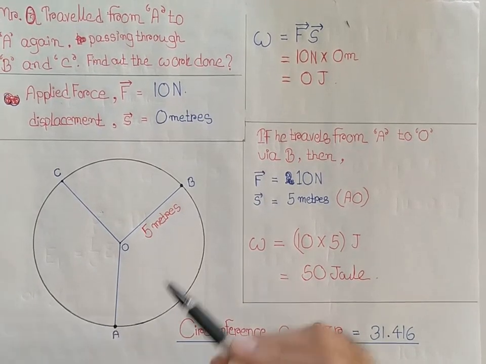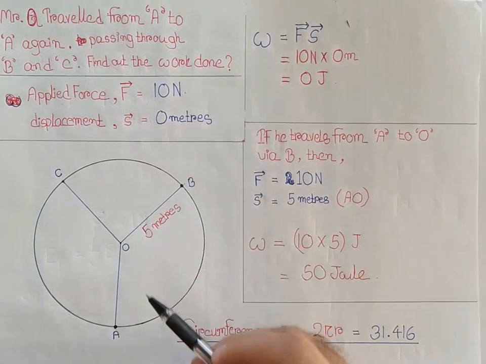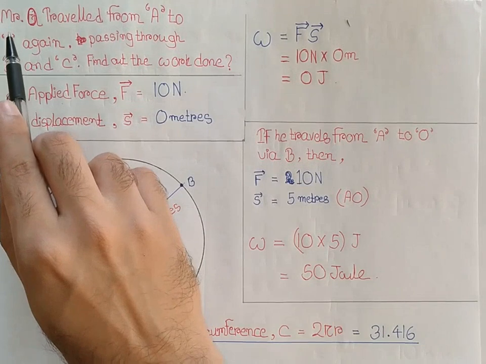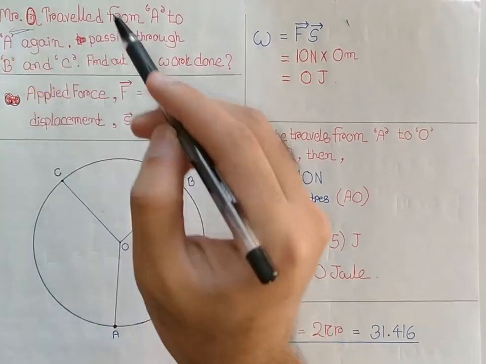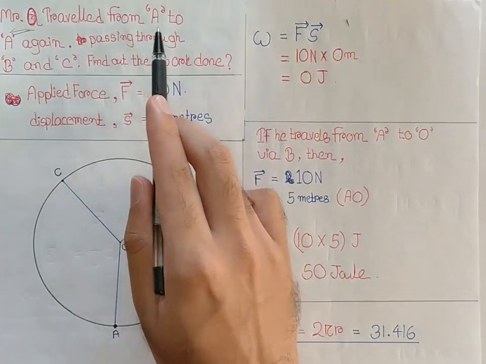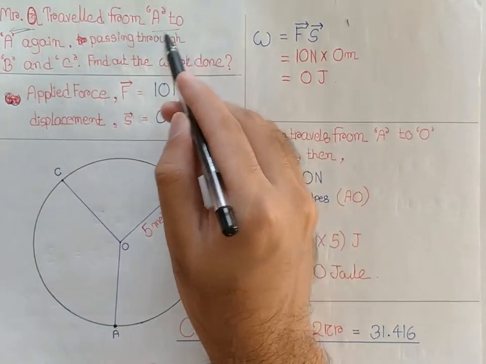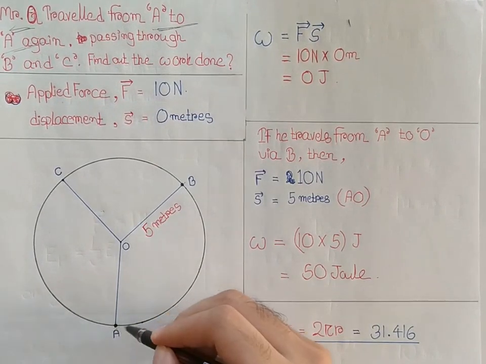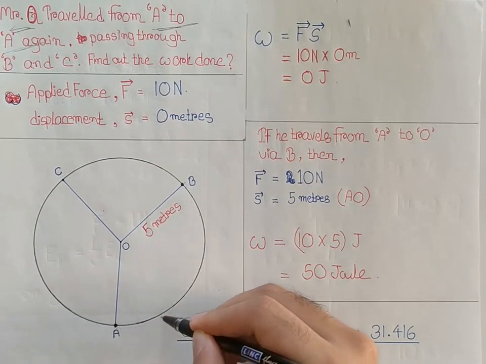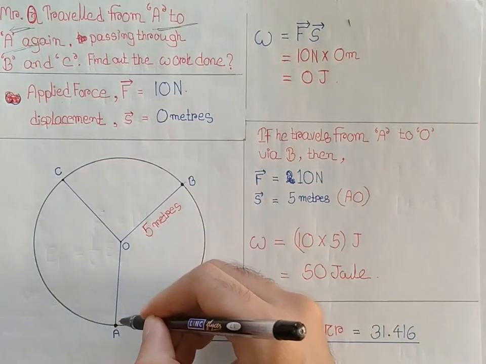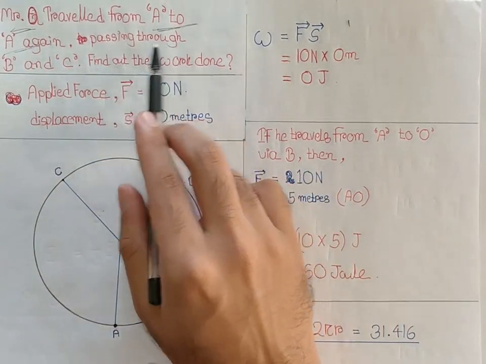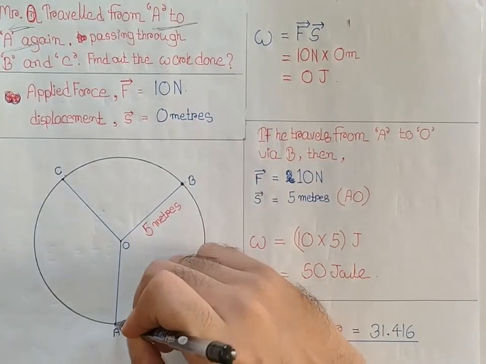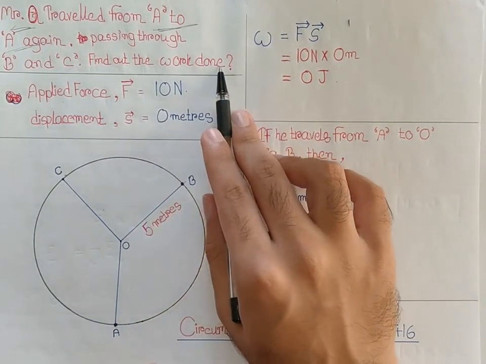This is a circular pathway. This is point A, point B and point C. The radius of this circular pathway is 5 meters. The question is, Mr. Q travelled from A to A again, which means from A to A again by rotating the whole circle, passing through point B and C, then again came back to A. Find out the work done.